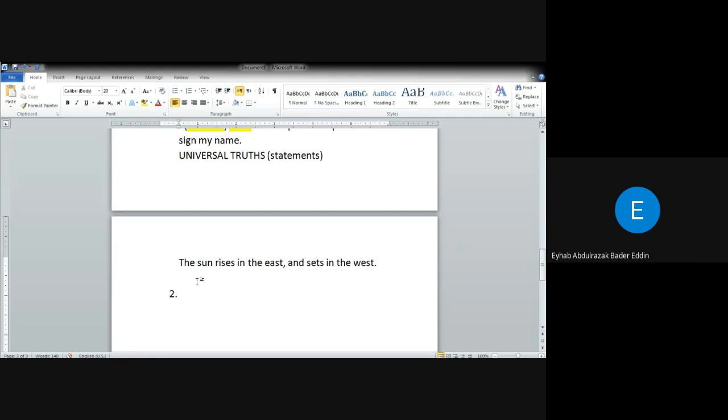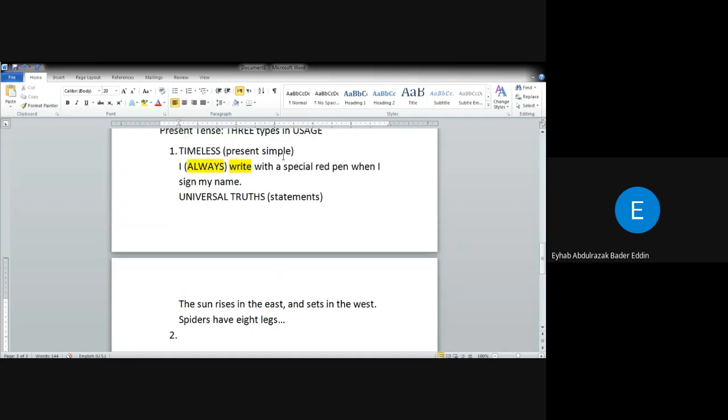The same as, for example, spiders have 8 legs. This is also a universal truth, a universal statement. That's why we express universal truths or timeless present by using present simple tense. So this is the first usage. Okay? Right? Okay, doctor.